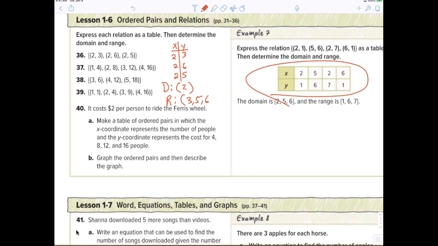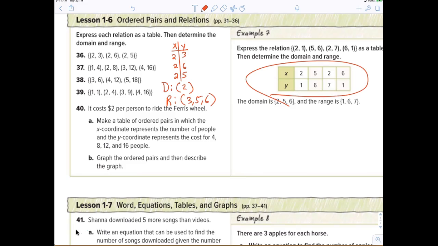3, 5, 6. Now, why did I write it in numerical order? Because that's just traditionally how it's done. If you wrote 3, 6, 5, it wouldn't matter to me. But traditionally, when you're listing out the domain and range, you write it in numerical order. Is everybody okay with that? Does everybody agree that's kind of easy? Writing a table, nothing to it.